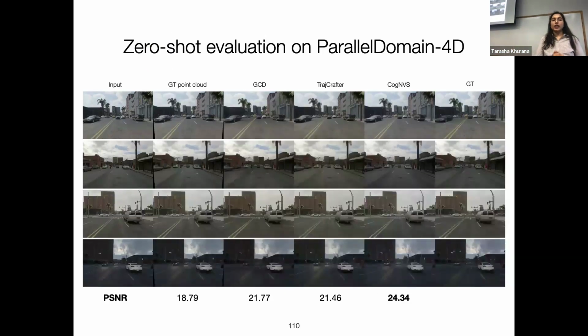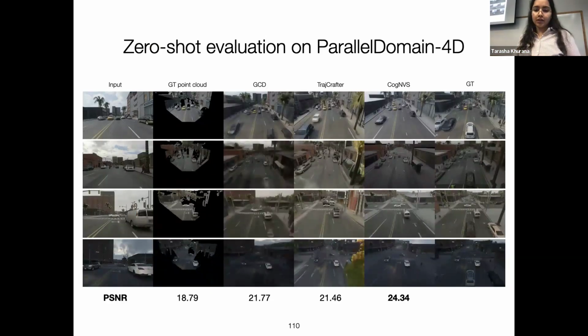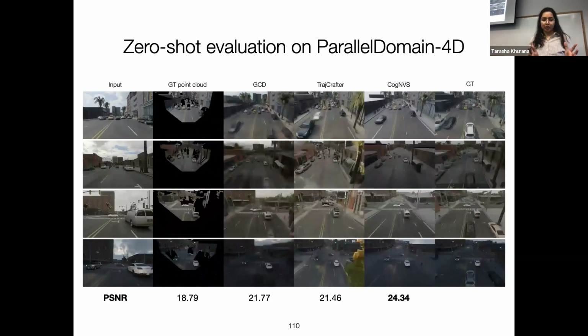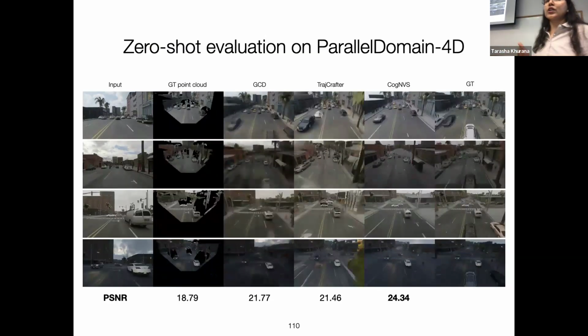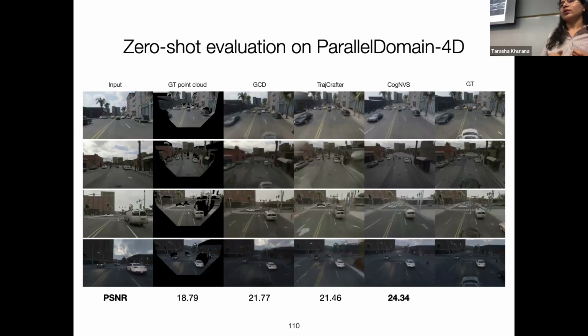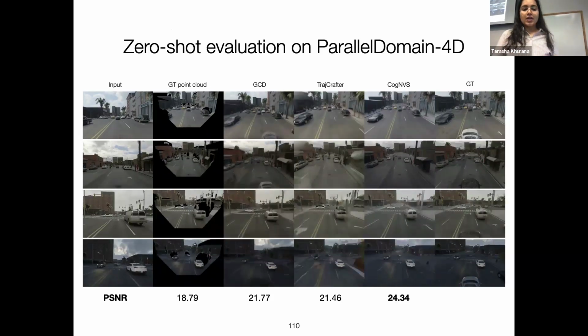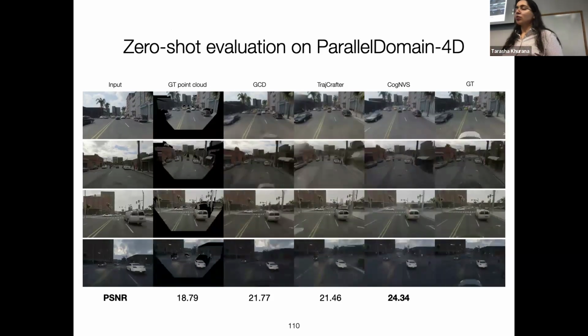We also compare to TrajectoryCrafter, which is a recent method, and has a very similar flavor to us, which is reconstruct first and then in-paint. But crucially, TrajectoryCrafter needs 3D data to train on, unlike us, where we train only with 2D videos, and it does not have a test-time fine-tuning stage.